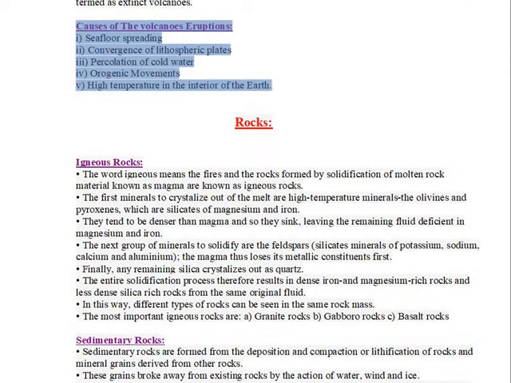Causes of the volcano's eruptions. 1. Seafloor spreading. 2. Convergence of lithospheric plates. 3. Percolation of cold water. 4. Orogenic movements. 5. High temperature in the interior of the Earth.